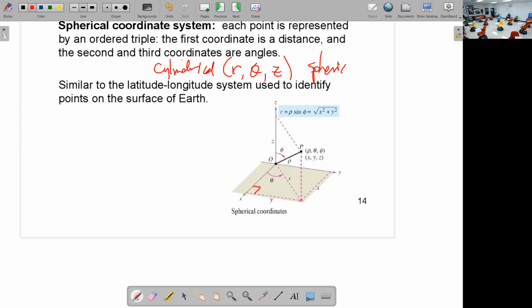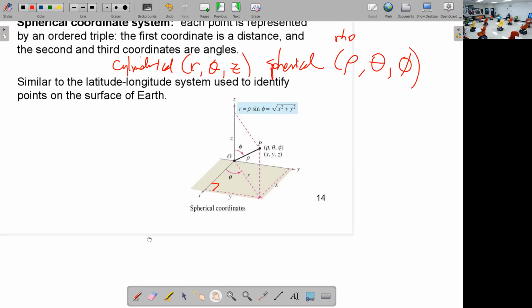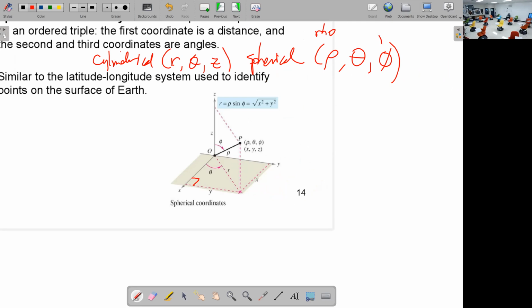Spherical is rho and then theta and phi. Now that phi can be called phi or phi. I've been calling it phi, but I know many places call it phi. So let me write this a little better. That's rho. So rho, theta, phi, whatever you want to use. Now, these two are both angles, and rho is the distance.